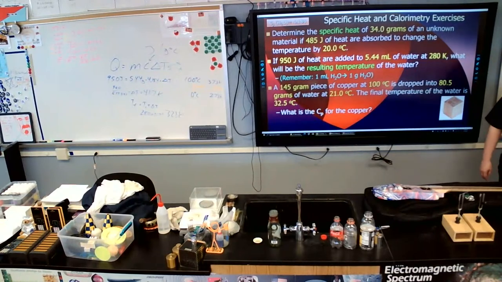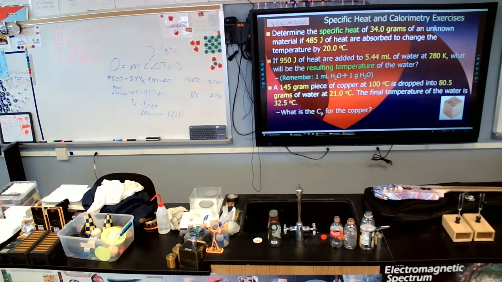Do you have an answer? Yes. Okay, so once again, for those who are still struggling, you are ultimately in the exercise looking for the specific heat of copper, which is that variable right there. The mass of the copper is 145 grams. You are solving for C.